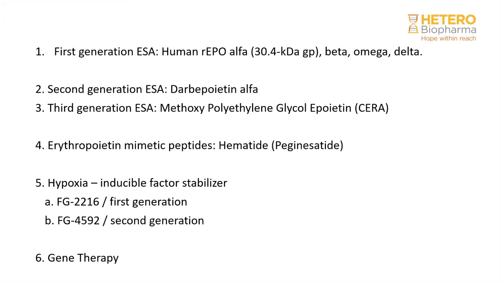Then at the turn of 2000, they started erythropoietin mimetic peptides, which is Hematide, currently known as peginesatide. In the last decade, there has been much progress on hypoxia inducible factor stabilizers. There is again a first generation and a second generation. One of the second generation molecules is roxadustat. I'll be speaking a little bit on these at the end of my session. And finally, something to look forward to is gene therapy in anemia management.